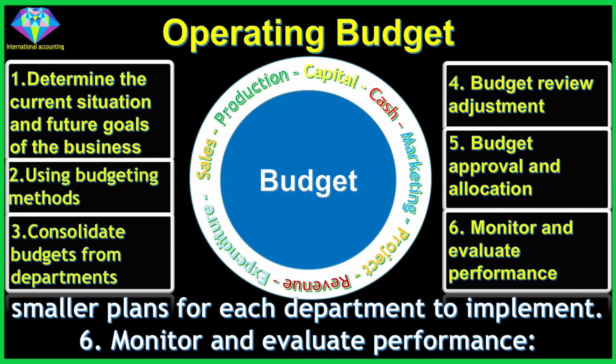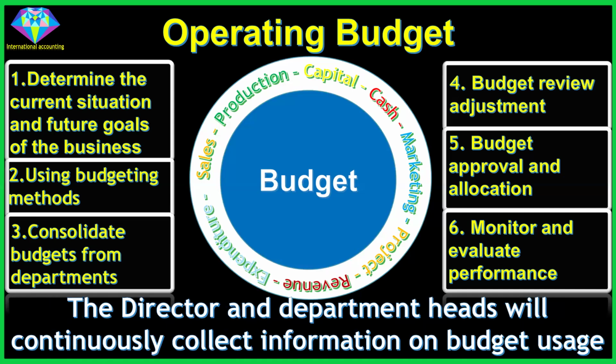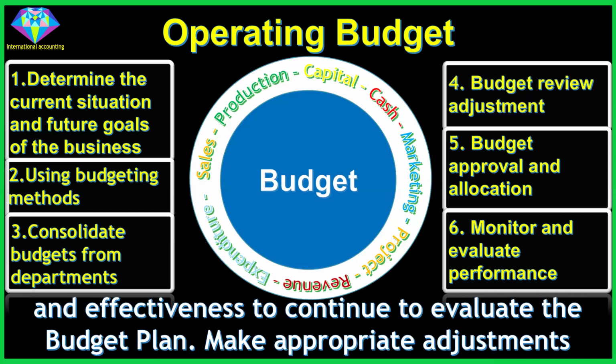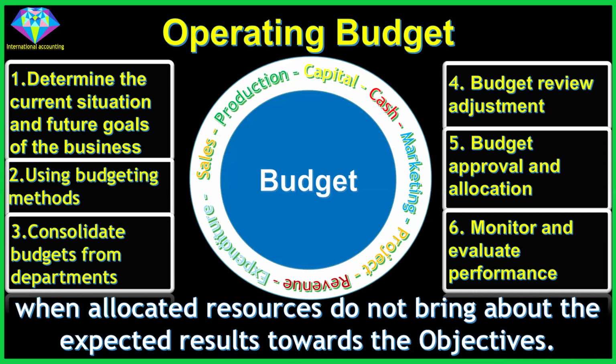6. Monitor and evaluate performance. The director and department heads will continuously collect information on budget usage and effectiveness to continue to evaluate the budget plan. Make appropriate adjustments when allocated resources do not bring about the expected results towards the objectives.